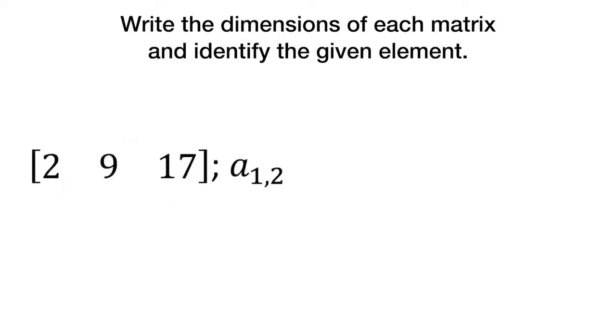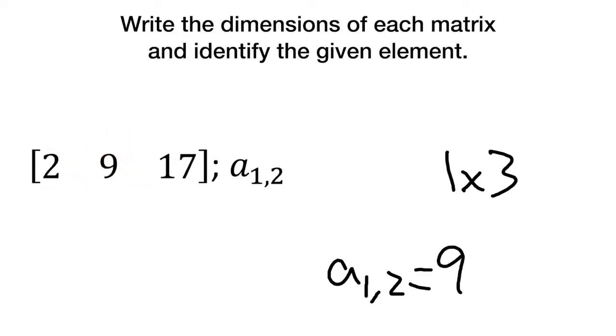So in this case, this is a 1 row by 3 columns. So this would be a 1 by 3 matrix. And A1,2 would be row 1, column 2, or 9.